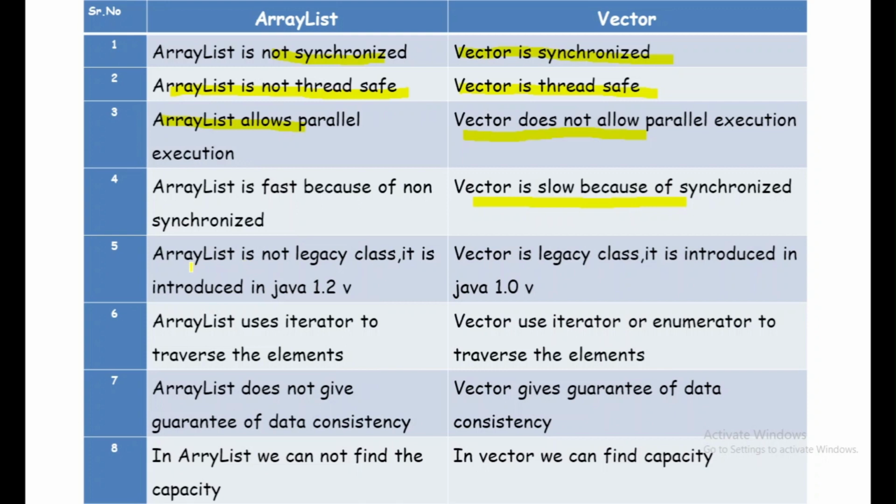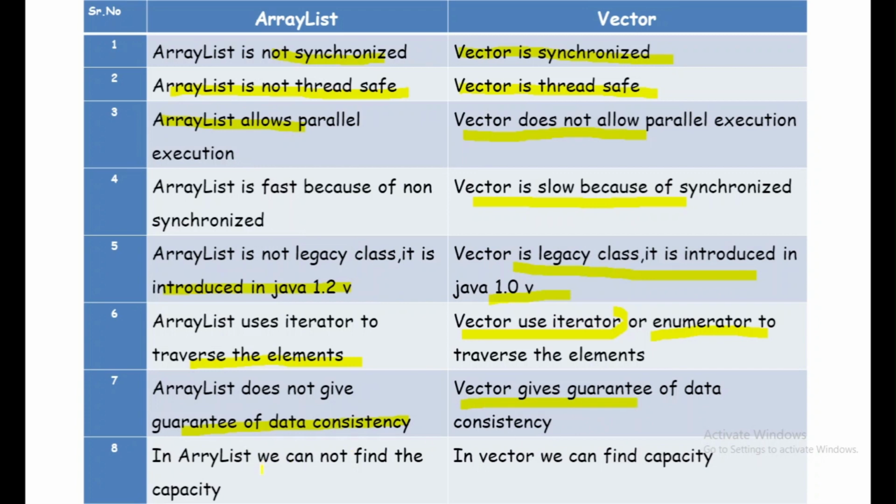ArrayList is not a legacy class. It was introduced in Java 1.2, but Vector is a legacy class and it was introduced in Java 1.0. ArrayList uses an iterator to traverse the elements, but Vector uses an iterator as well as an enumerator to traverse the elements. ArrayList doesn't give a guarantee of data consistency because it is not synchronized, but Vector gives a guarantee of data consistency.